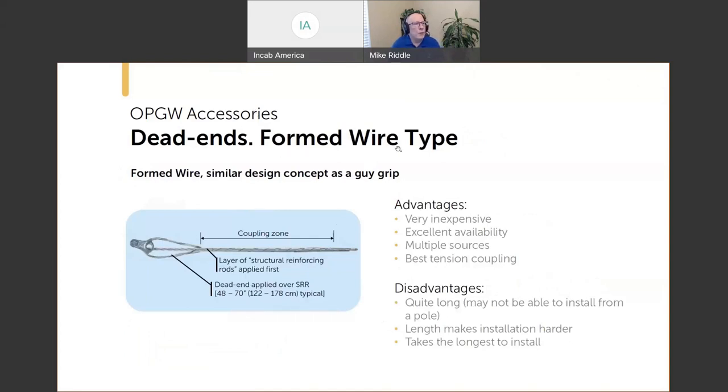Limited sources for this, basically you're sole sourcing it. They tend to be expensive. And if you ever have to take one off to move it or adjust it, you have to buy a special tool. Now, I know that the lineman will say, well, golly gee, I can use a chisel and a hammer. I can get that puppy right off. Yes, but of course you're likely to damage the cable in the process. So I don't like these. They get the Mike Riddle kiss of death, shall we say.